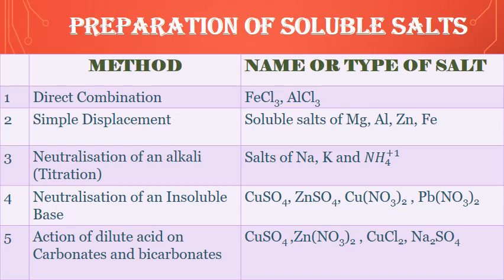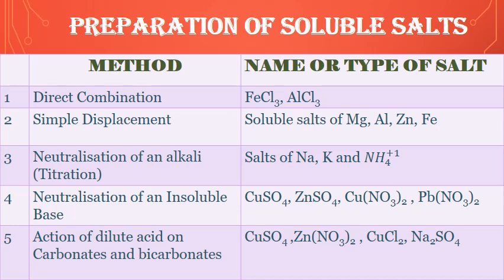With the preparation of soluble salts, there are various methods of preparation. We have summarized all the methods and the particular salts which can be prepared by these methods. The first one is direct combination. It's also called synthesis. We prepare salts like ferric chloride and aluminium chloride by it. We will be discussing in detail about these methods of preparation later on.